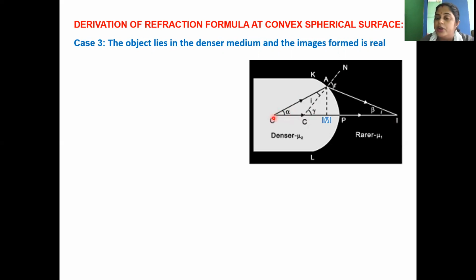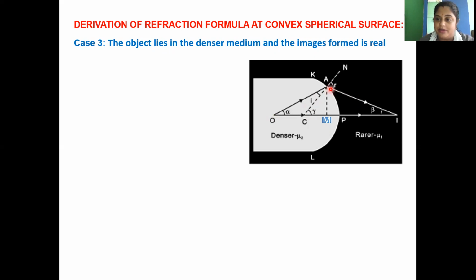Okay. So here the object lies on the denser medium and the image on the rarer medium, and the ray of light is traveling from denser to rarer. So two incident rays are there. For the first ray, it is incident at point A, and NC is the normal. So here the ray of light is traveling from denser to rarer, so after refraction, it bends away from the normal.